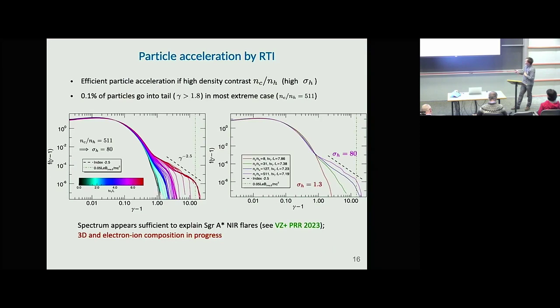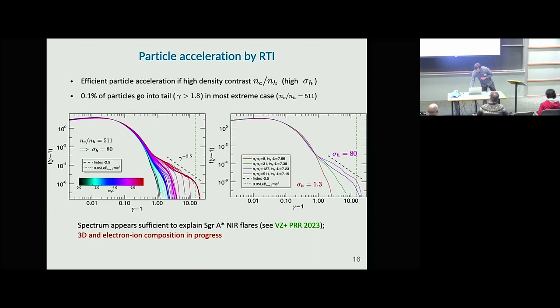And we did the calculations in the paper, and we think it's enough to explain the near-infrared flares. In the future, we're working on 3D and electron-ion composition, which I think is what needs to be done to really put the nail in the coffin on this problem.